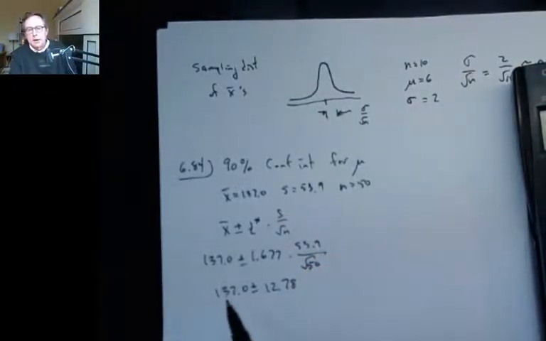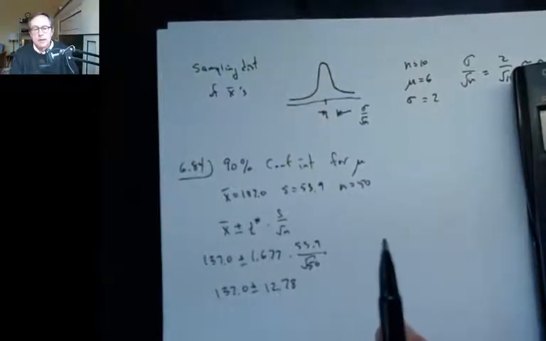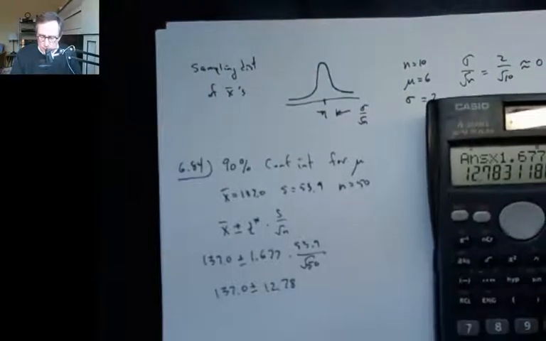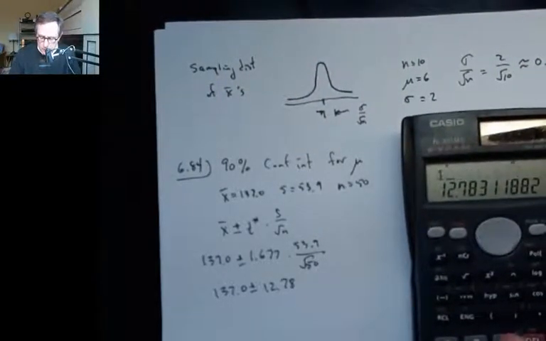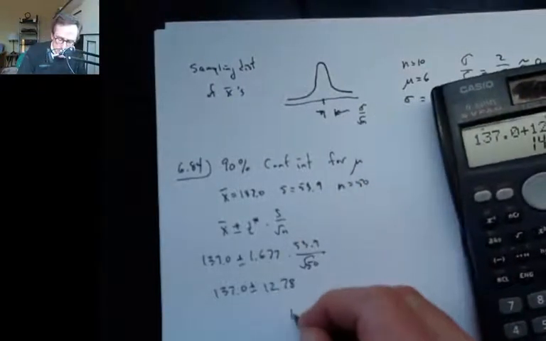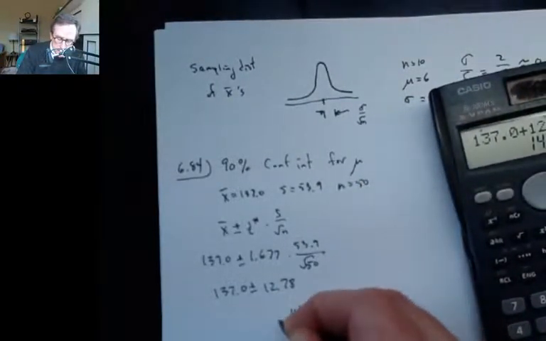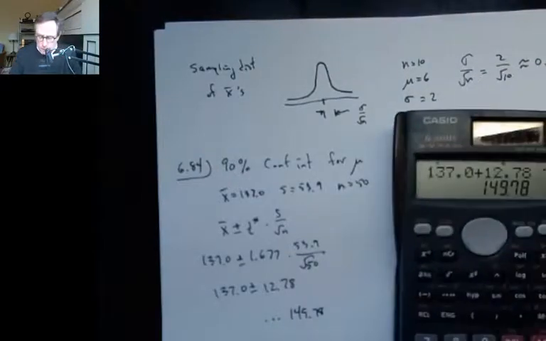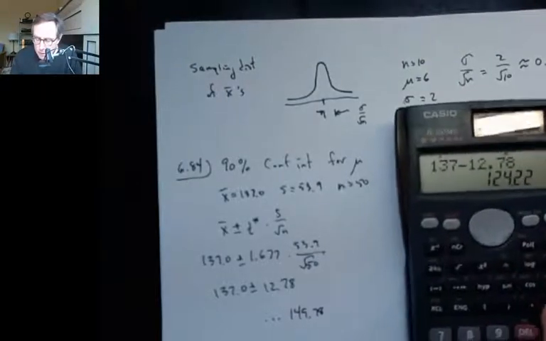And again, this is a confidence interval, so I'm going to find both ends, but at this point, we're done. You still have to punch buttons, but we're basically done. Okay, so 137.0 plus 12.78 gives me the upper end, 149.78, and the lower end is 137 minus 12.78, 124.22.